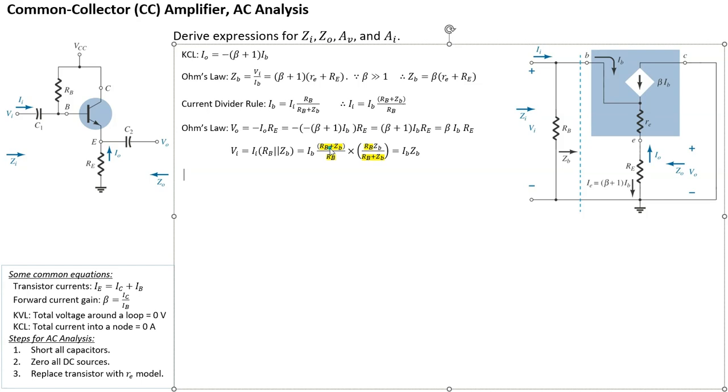Okay, so let's work out the first one, ZI. Well, ZI should be pretty obvious. Basically, it is just a parallel of RB and ZB, so that's the answer. That is ZI.